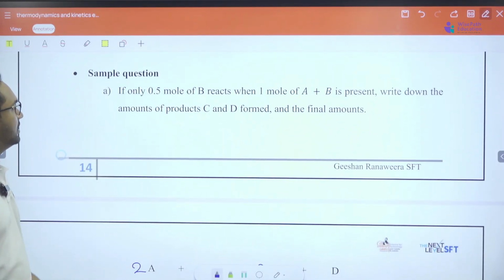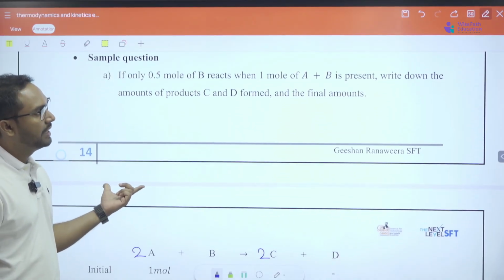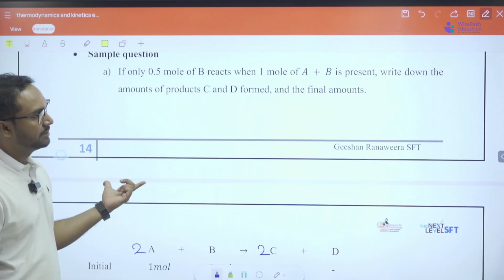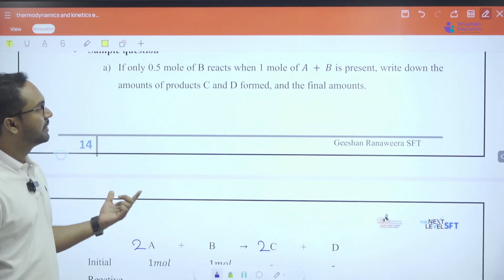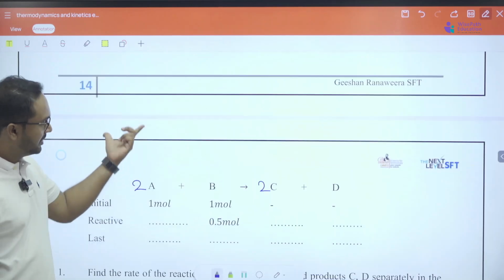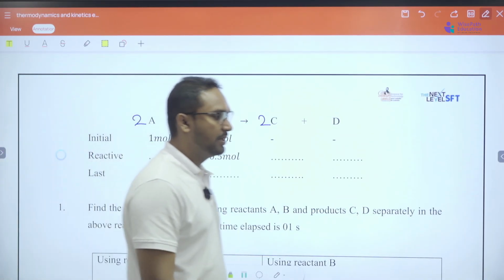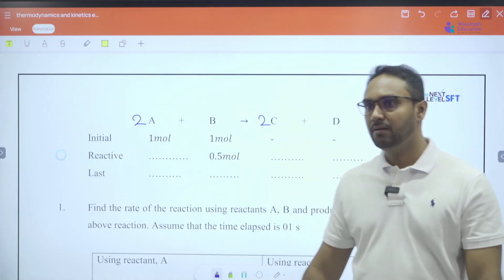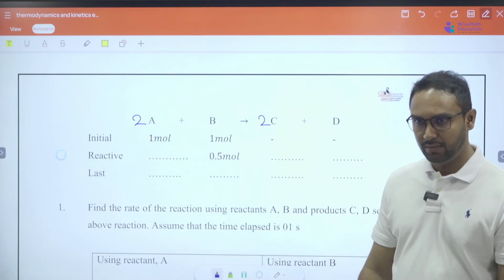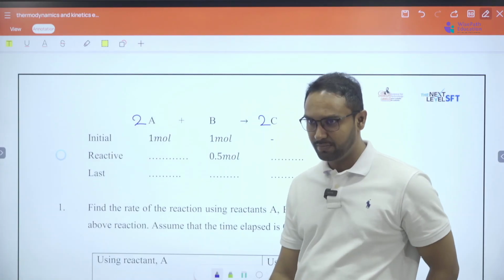So this is what it says. Sample question: if only 0.5 moles of B reacts with 1 mole of A plus B present, write down the amount of products C and D formed and the final amount, right? And this is the stoichiometry, right? So depending on the stoichiometry you have to find what are the amounts that are reacting and what are the amounts of products that are producing, right?